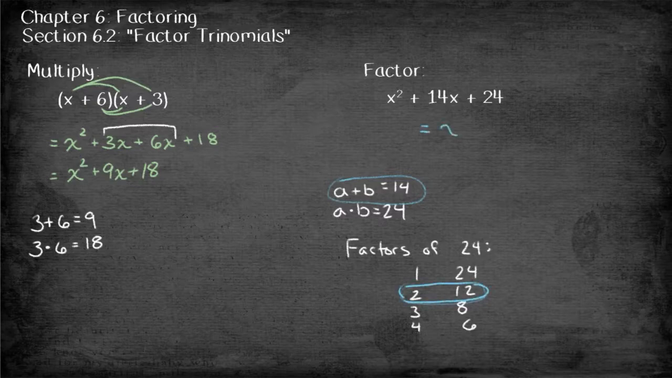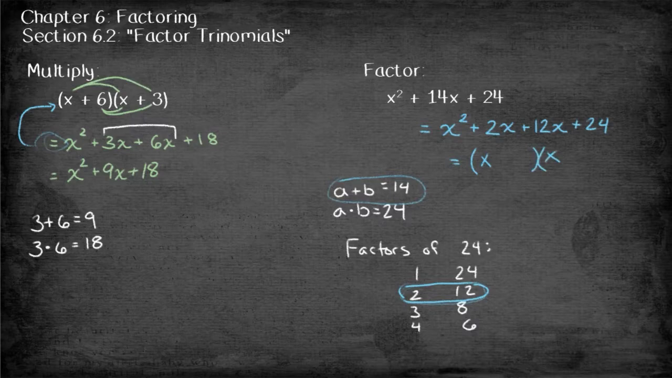So if I rewrite, then I would have x squared plus 2x plus 12x plus 24. And now what I'm going to do is follow the exact same pattern. I'm going to go from, say, this step back to the beginning. And if I copy the format, I would have two binomials, each with an x. And these two numbers are the same as these. And there I have my factored trinomial. So this is just one way to factor trinomials.